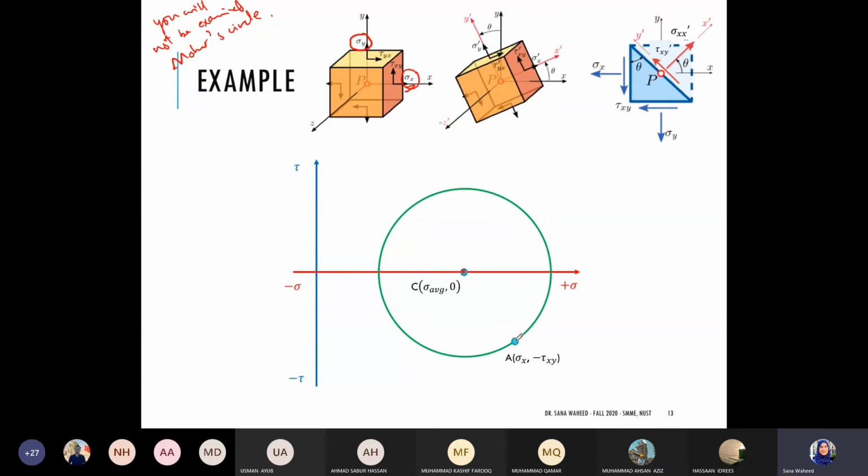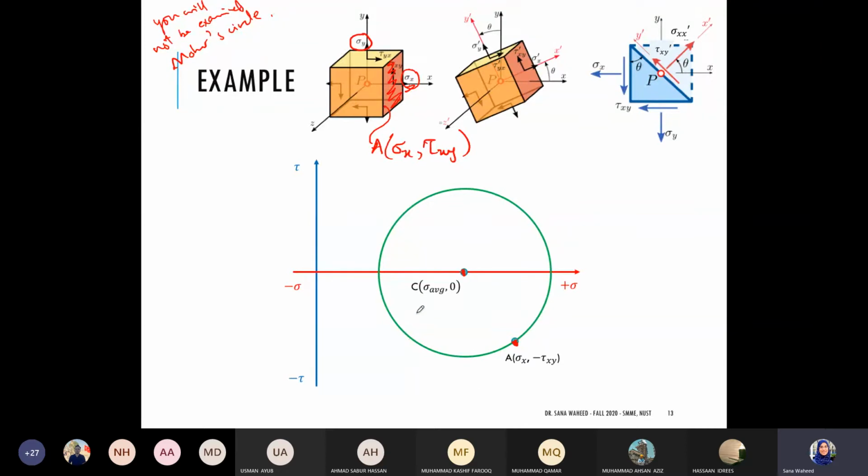Then we would draw some reference face or reference point. For example, if I take my x face, on this sigma x and tau xy are acting. Then I'd plot one of these reference faces on here. And now, because I've got the center and I've got my reference point, I could have used the y face as well. There's nothing wrong with that. Then I've got the center of the circle and I know what its radius is, such that I can plot the Mohr circle.